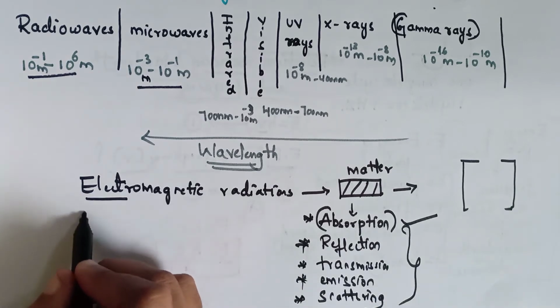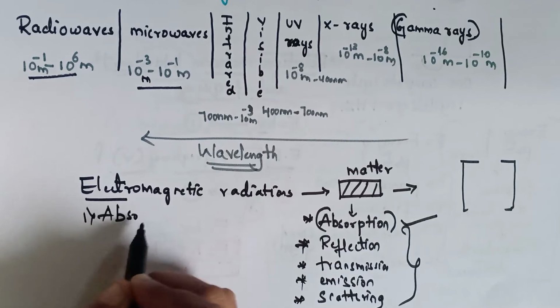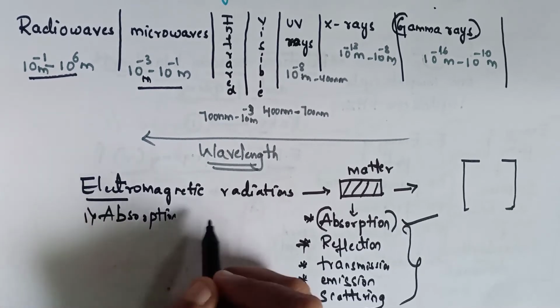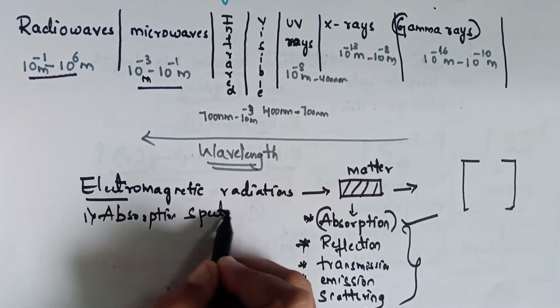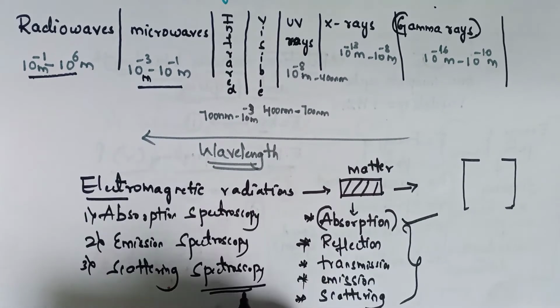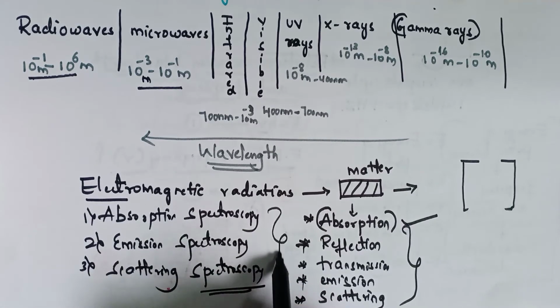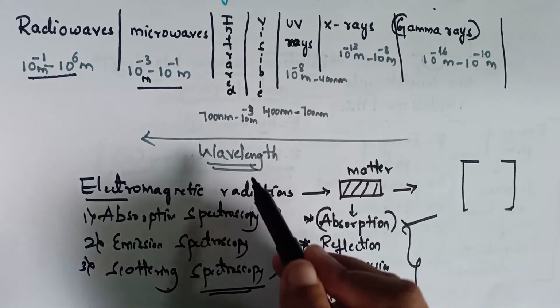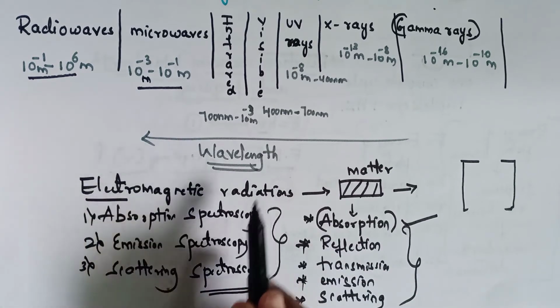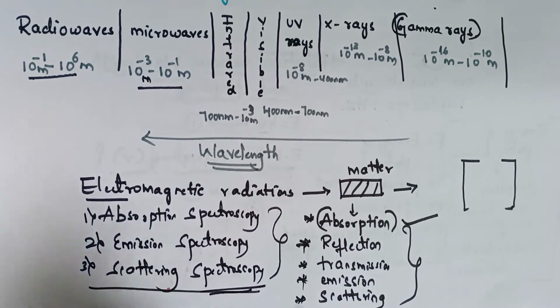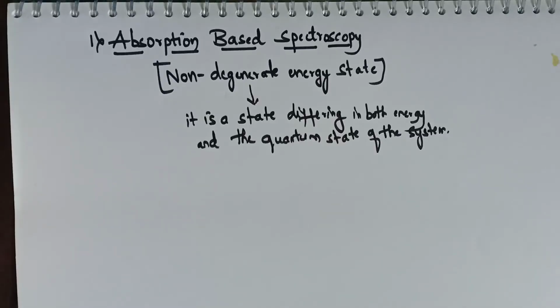Let's write them now. Absorption spectroscopy. Second one is emission spectroscopy, and scattering spectroscopy. These are based upon the interactions between electromagnetic radiation and the matter. So these are very important. Now coming to the first one, absorption based spectroscopy. Absorption based spectroscopy contains non-degenerate energy states.